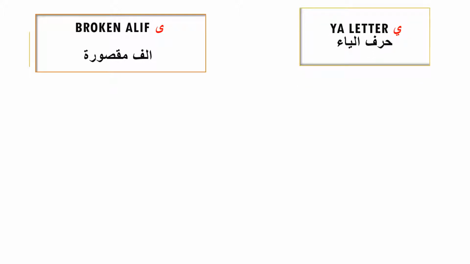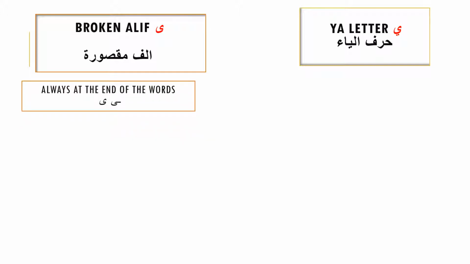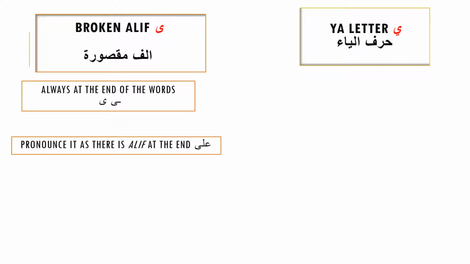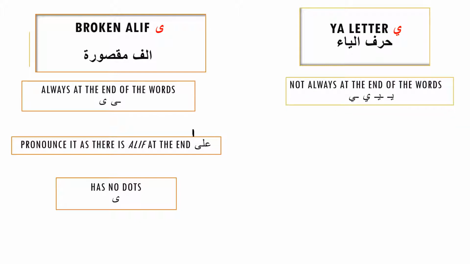Alif maqsura and ya, let's compare. Alif maqsura is always at the end of the words, as I mentioned before, pronounced as if there is an alif at the end, like ala, and it has no dots. Ya is not always at the end because it's part of the alphabet. So ya has 4 shapes. It's one of the long vowels in the Arabic language. Remember, we have 3 long vowels in the Arabic language. This is one of them.